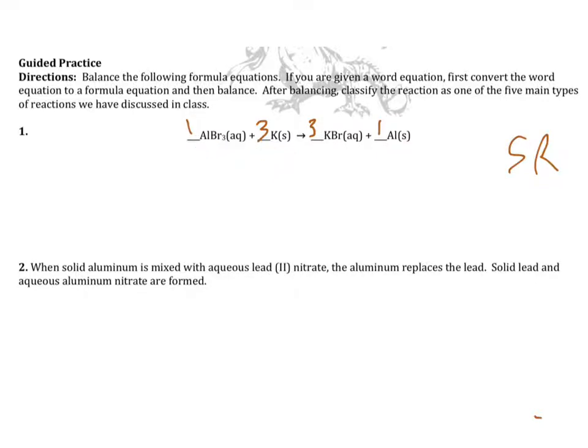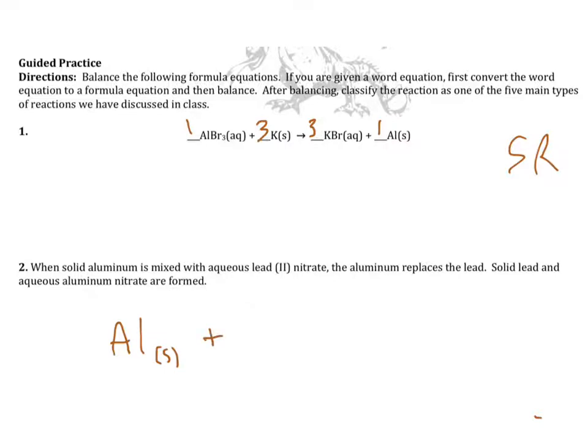All right, so let's go ahead and do number 2 here. So this one we have to write a chemical equation from the word equation. It says we have solid aluminum. So we're starting with solid aluminum, and it is mixed with aqueous lead 2 nitrate. Now, aqueous means dissolved in water. So it's aluminum plus lead 2.